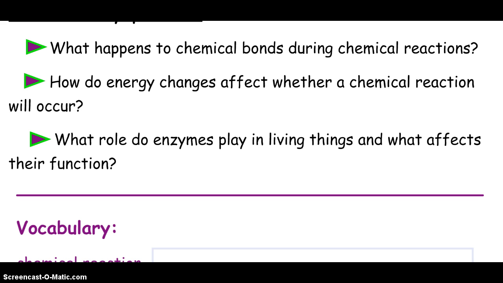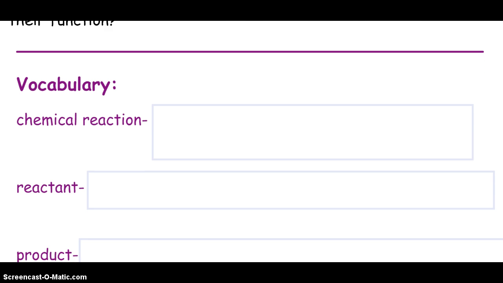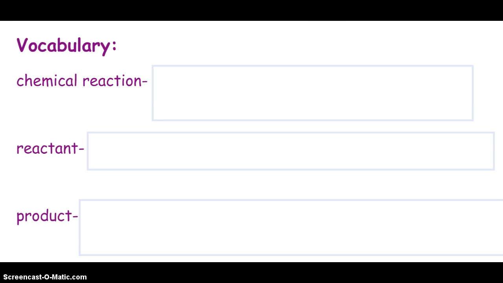And then what role do enzymes play in living things, and what affects their function? So this is where we actually get into enzymes, because we have to keep talking about chemical reactions, because enzymes help those chemical reactions happen. So what affects these enzymes? How do they work? That's what we're talking about today. And then what I'd like you to do here also is just pay attention. We're going to look through these, and we'll come back one by one and get these vocabulary.